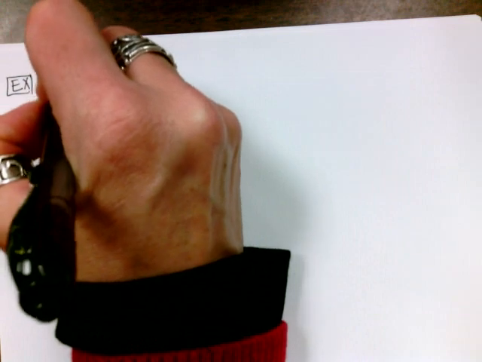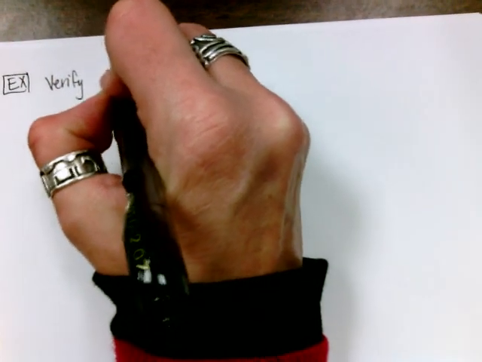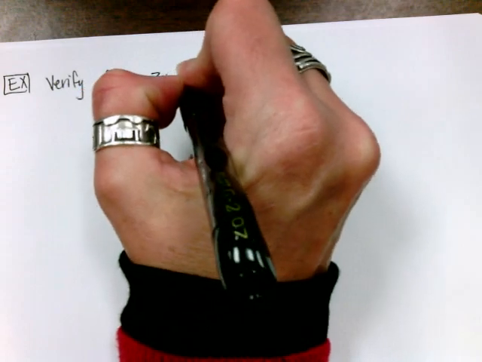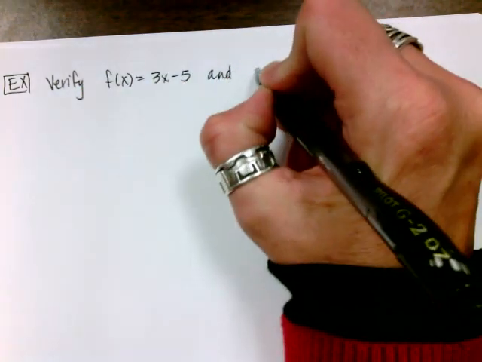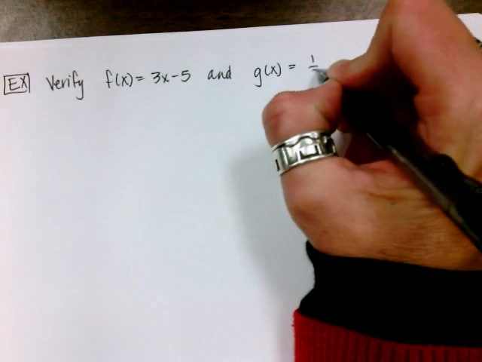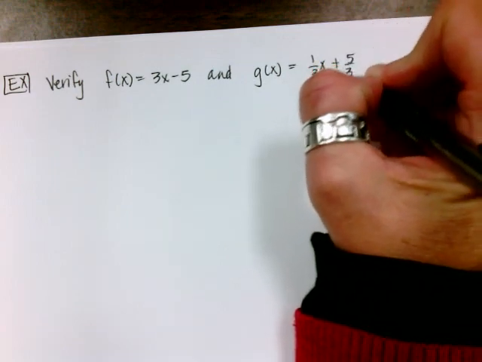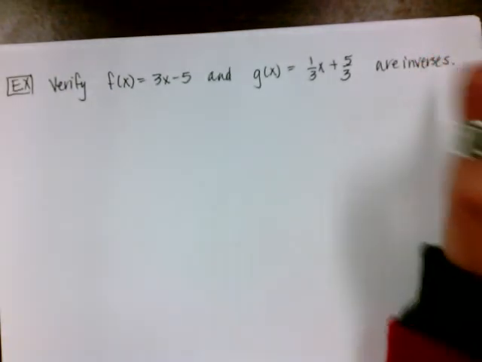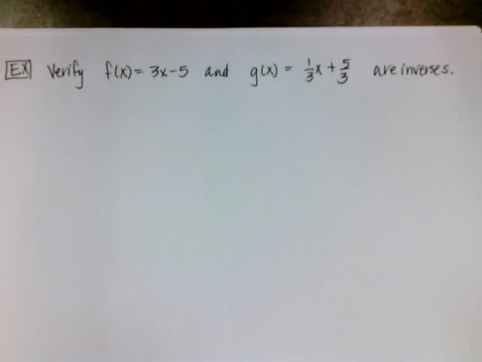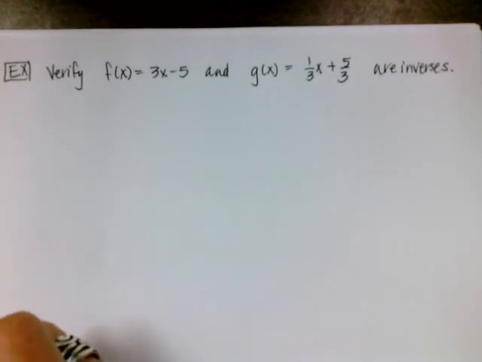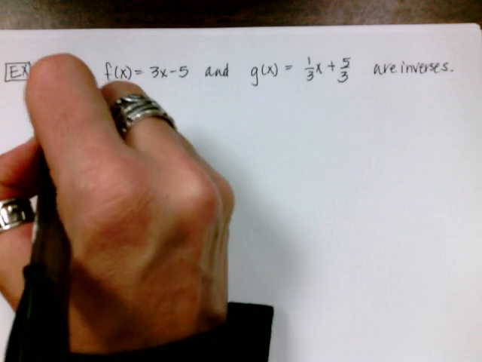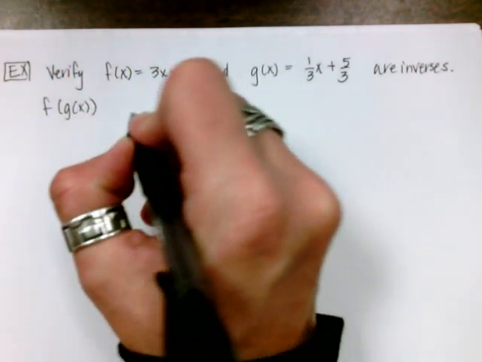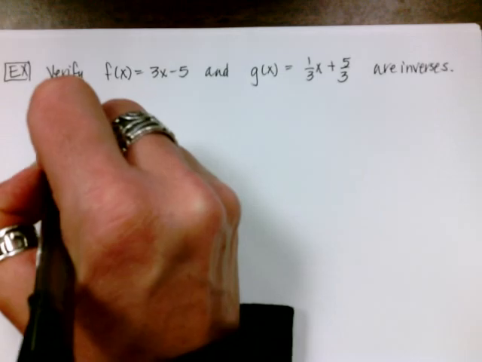All right. So we're going to do an example of that actually first. So I want to verify that f of x is equal to 3x minus 5 and g of x is equal to 1/3 x plus 5/3 are inverses. And if I want to do that verification, I do that verification by doing the compositions. So I'm going to check both compositions. I'm going to check f of g of x, and then I'm also going to check g of f of x.